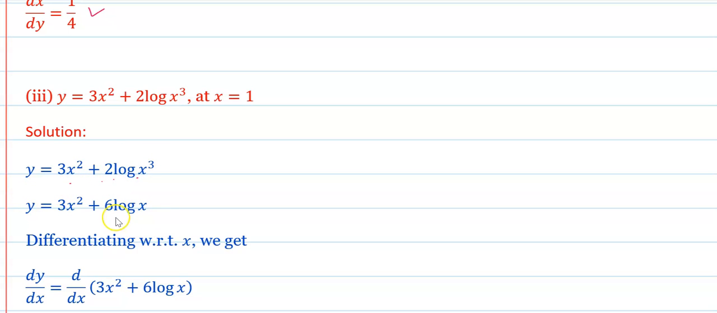Again the 3 will come in front. 2 into 3, that will become 6. Which rule will we apply here? I have repeated this rule a number of times: log of m raised to n is nothing but n into log of m. Similarly, 2 into 3, that will become 6.